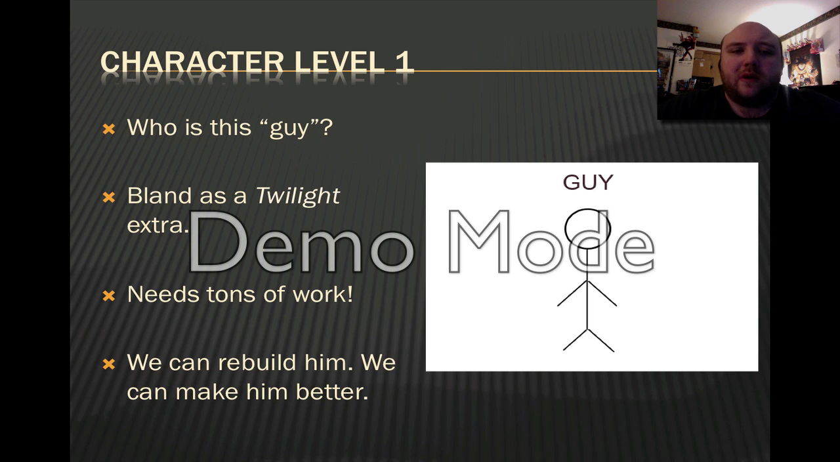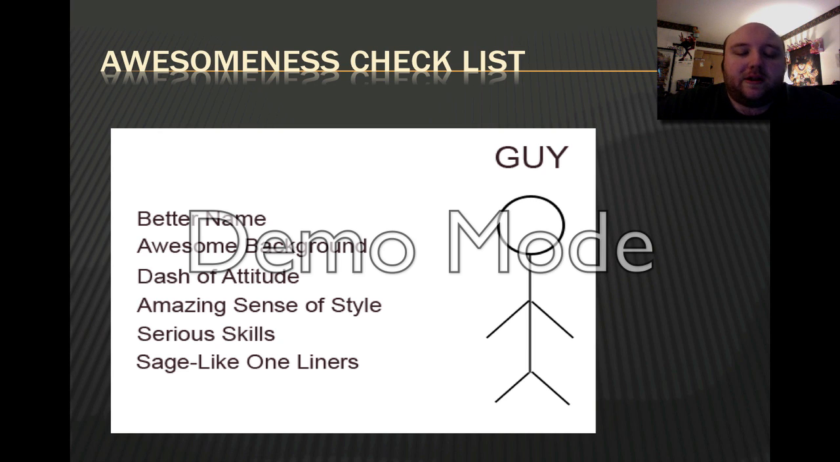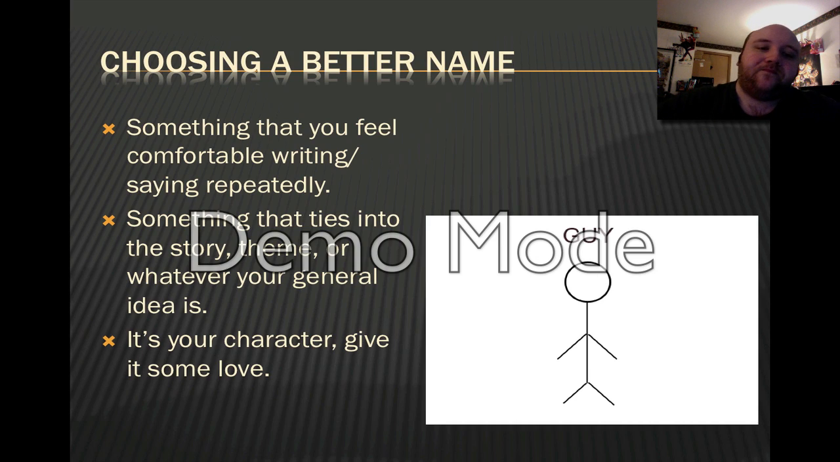So we start off at level 1, and we have our guy. He's there, he's bland, he's boring, he's a blank slate. Throughout this video, we're going to be adding things to him, making him a whole lot better than he is right now, and making him interesting to read. So first, we have to go through the checklist. We need to give him a better name, an awesome background, an amazing sense of style, a dash of attitude, which I misplaced, serious skills, and sage-like one-liners. Put those together in the right order, and you have a badass character.